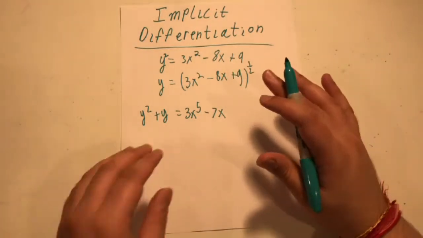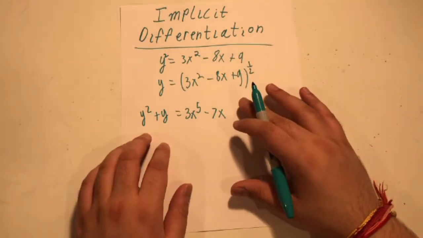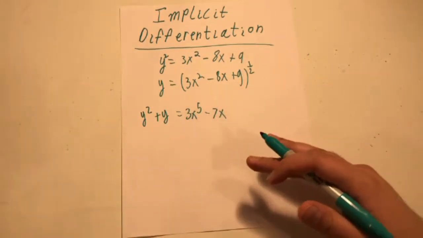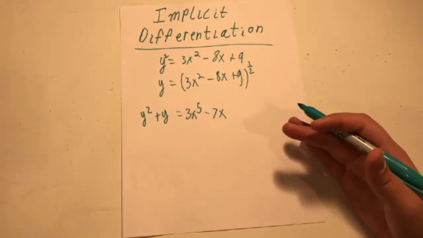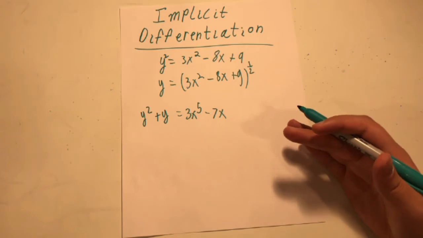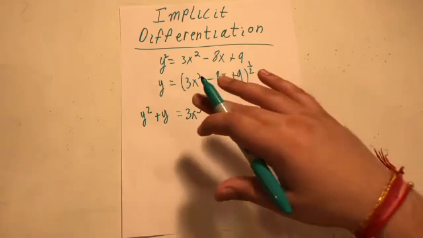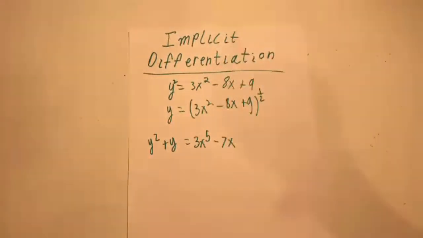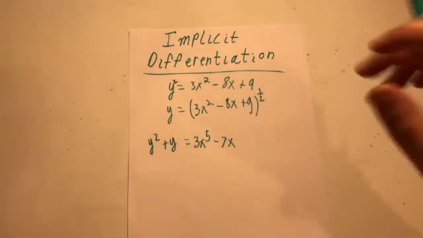So we need to figure out another way to take the derivative of this. In this case, y is defined implicitly. We can't get y by itself. So in order to take the derivative of something like this, we're going to need a new technique. Luckily, that's the point of this video. The technique is, as you can guess, implicit differentiation.